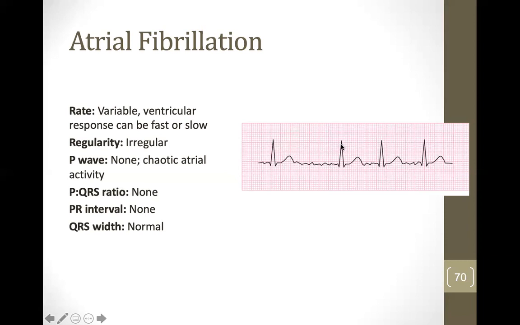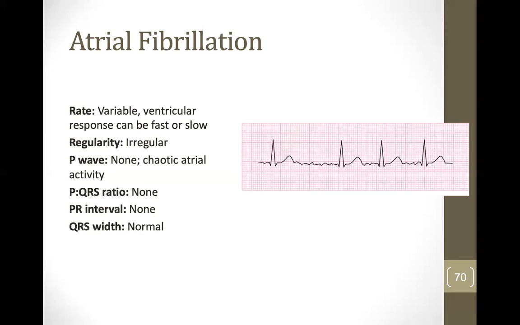So you see a long R to R interval right here, but here's a shorter one. Here's kind of an in-between one. It's kind of random as it's going through because it just depends on which impulse is going to go through the AV node to be able to depolarize those ventricular cells. So that's called atrial fibrillation.